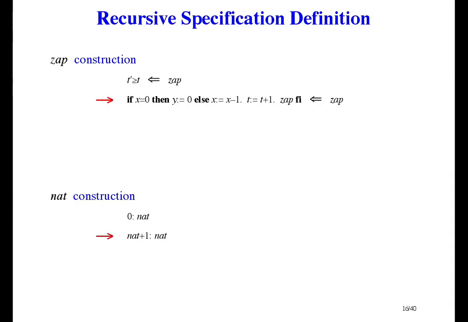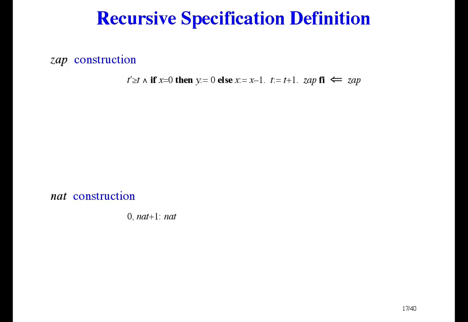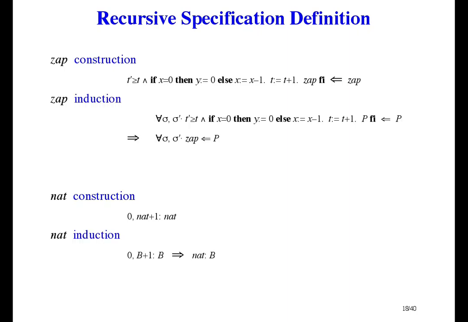The other construction axiom takes a step. For NAT, it's adding 1. For zap, it's one loop iteration. And in each case, we can write the pair as a single axiom. And that's helpful for writing the induction axiom. For NAT, the induction axiom says that of all bunches satisfying the construction axiom, NAT is the smallest. For zap, induction says that of all specifications satisfying the construction axiom, zap is the weakest.